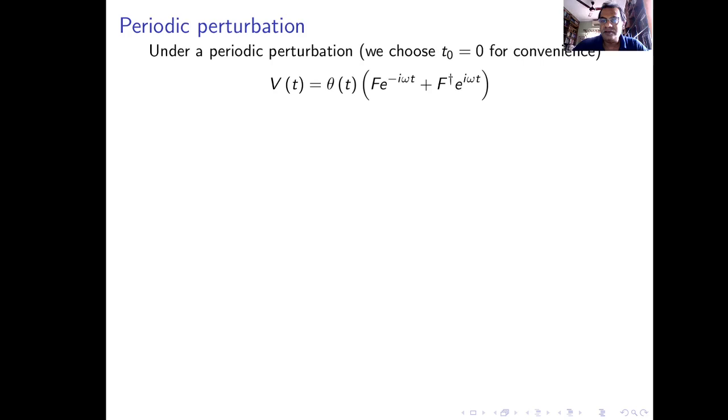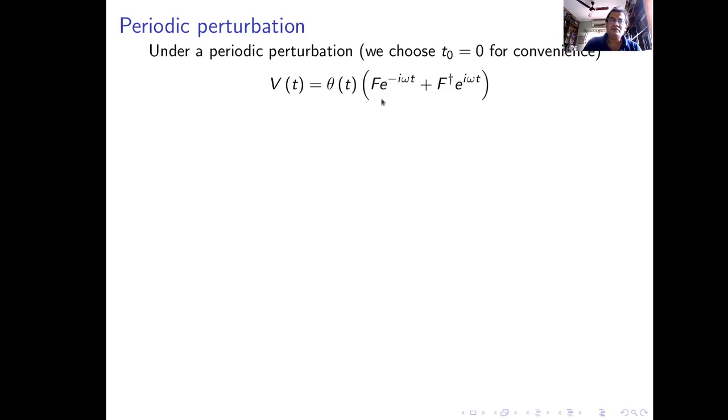Now, in the last lecture, what we discussed was what happens under a periodic perturbation. We of course chose t0 to be 0 for convenience. And this V of t started off from a 0 value before t equal to 0. That is why the theta of t is here, plus a term which depends only on time via the e to the minus i omega t and the e to the i omega t here. F and F dagger are operators which are time independent.